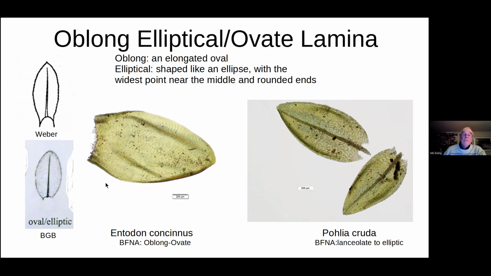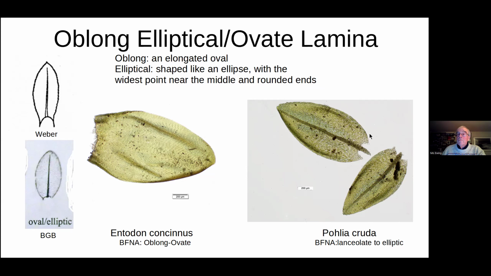So remember, we were at the bottom, and then the middle, and then the fattest among the top at the top. A couple of examples of this are Entodon concinnus, which BFNA calls oblong ovate, and Pollia cruda, which BFNA says is either lanceolate to elliptic.